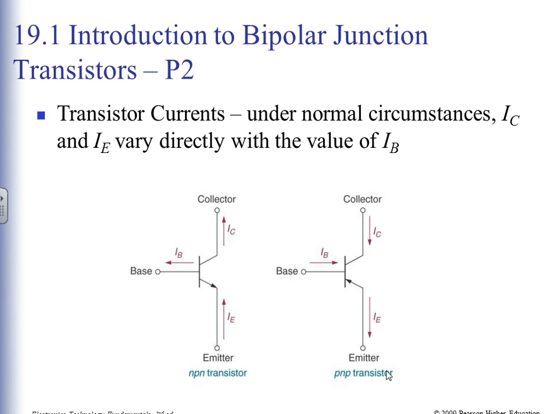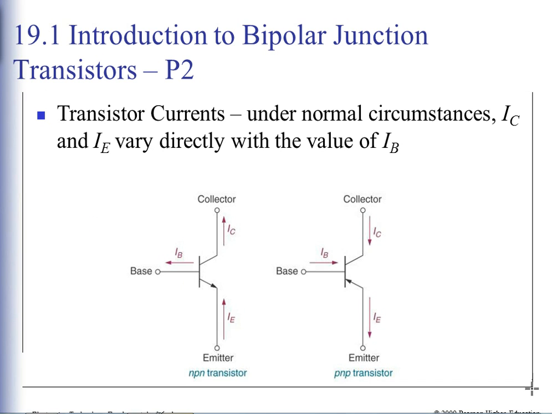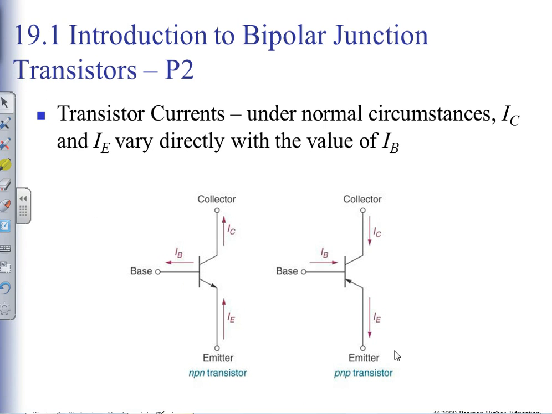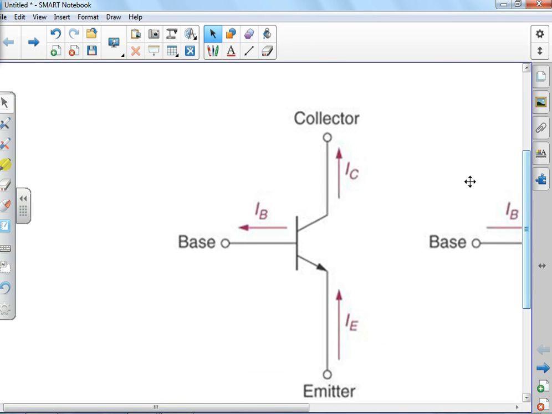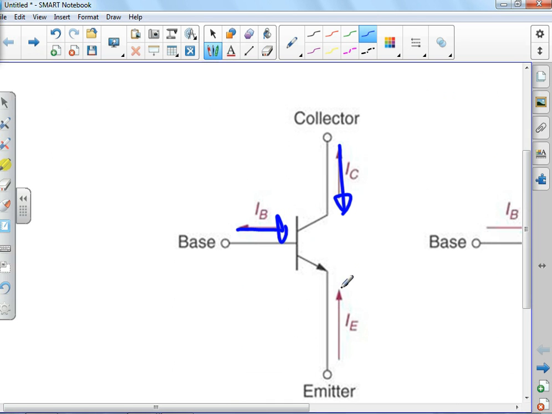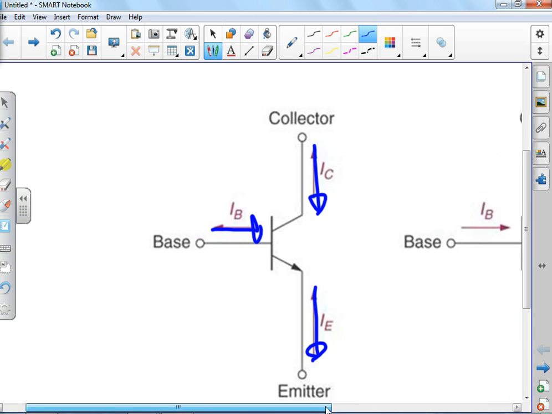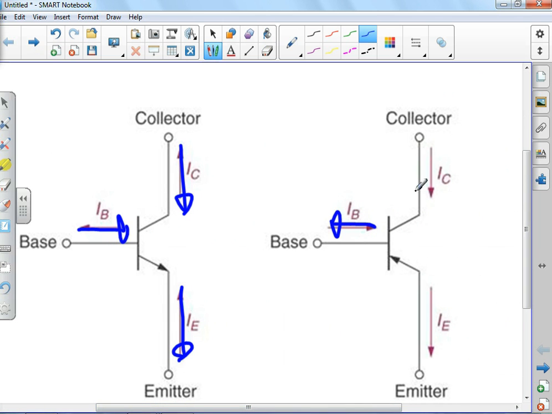And now we have the lovely picture of the current going the wrong way, because the author was so nice to give us an electron flow set of transparencies. So now we have to go back and change the direction of the current. Current is flowing that way, and that way, because we have positive current flow. In a PNP, my current is flowing the other way.